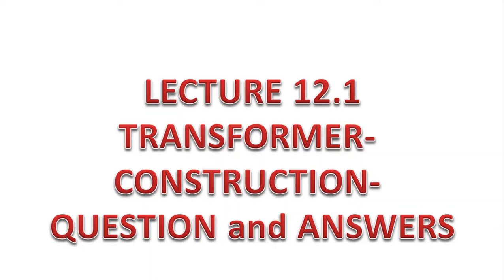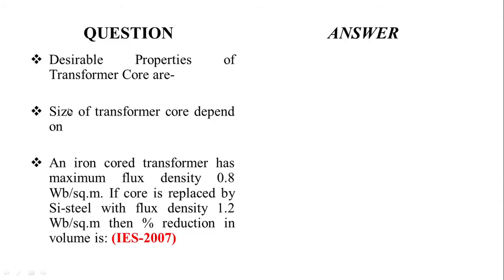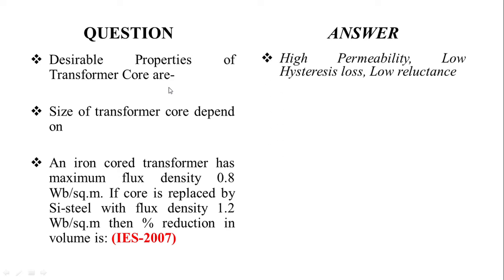This is lecture number 12.1 and in this lecture we will study questions and answers based on transformer construction. So first question is desirable properties of transformer core are. Desirable properties are high permeability, low reluctance, low hysteresis losses.